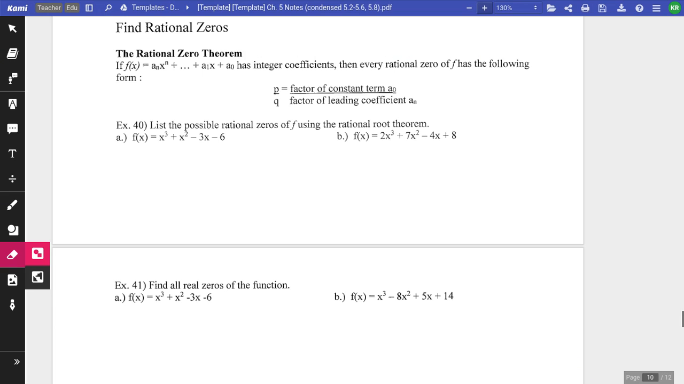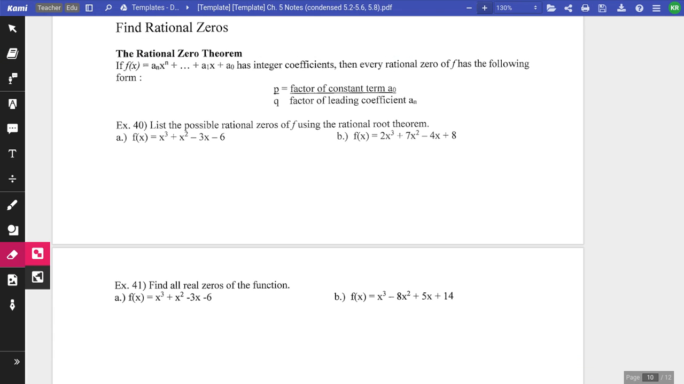First, I'm going to show you how to come up with possibilities that could be your solutions, and that's called the rational zero theorem. We're going to be looking for P's and Q's. P's are the factors of the constant term. Q is the factor of the leading coefficient.